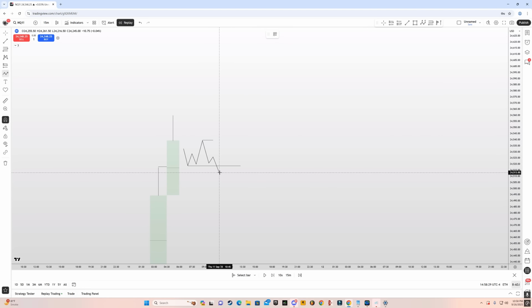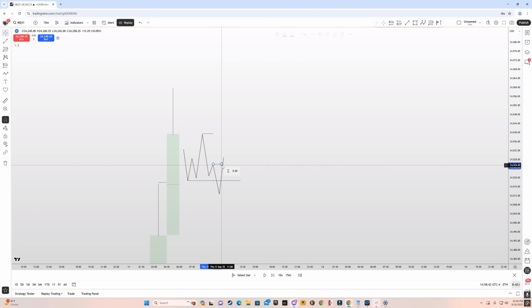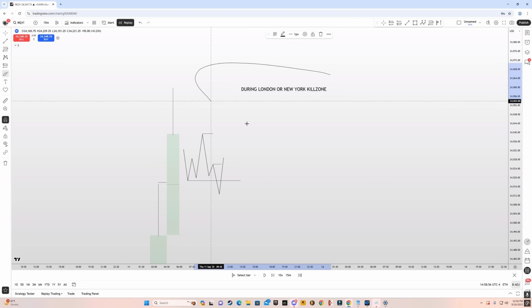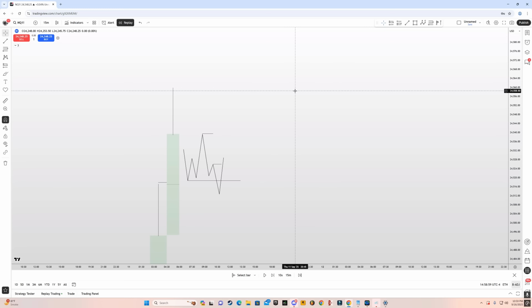Now this could be a change in state of delivery, or a market structure shift, or inversion. But I stick with market structure shift or CISD sometimes. Once you get a market structure shift, you simply take your entry from a fair value gap or an order block. And also make sure that your entry is during the London or New York kill zone, okay? This is very important. You don't want to take your trades during the Asia session, okay? Because the Asia session usually consolidates, it accumulates, all right? So you want to avoid the Asia session for this strategy.